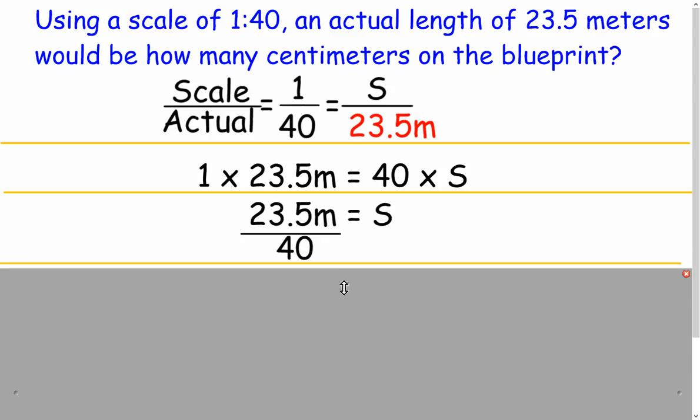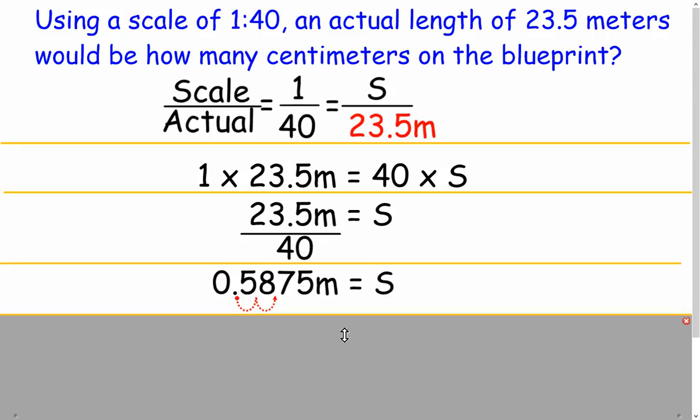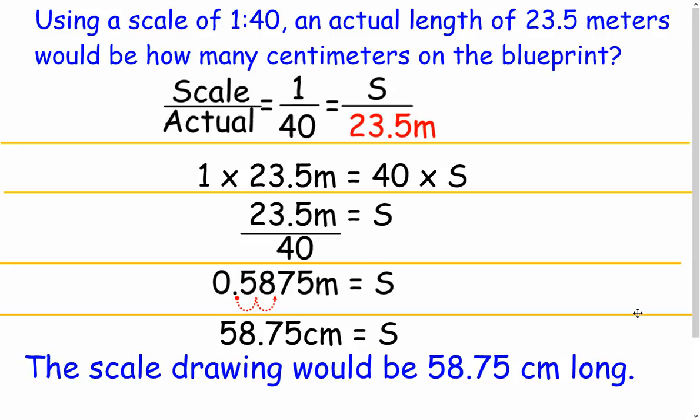There we go. And when we do, we end up getting 0.5875 meters equals S, and we need centimeters. There's 100 centimeters in a meter, so we're going to multiply by 100 and move the decimal over 2, and we end up with an answer that the scale drawing would be 58.75 centimeters long.